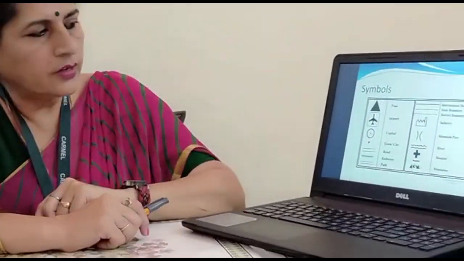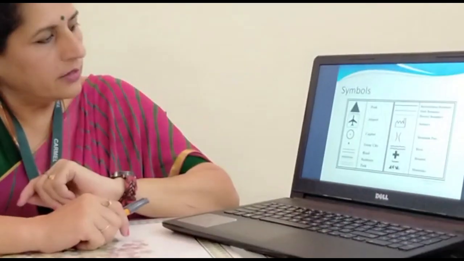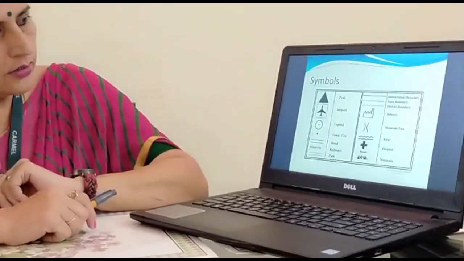The colors like blue, we generally use it for water bodies. Deserts, we show it with yellow colors. Mountains are shown by browns. Few of these symbols I have tried to show you on my slide here. Like you can see a road, an airplane, a railway track. So there are certain symbols also given in your term book.